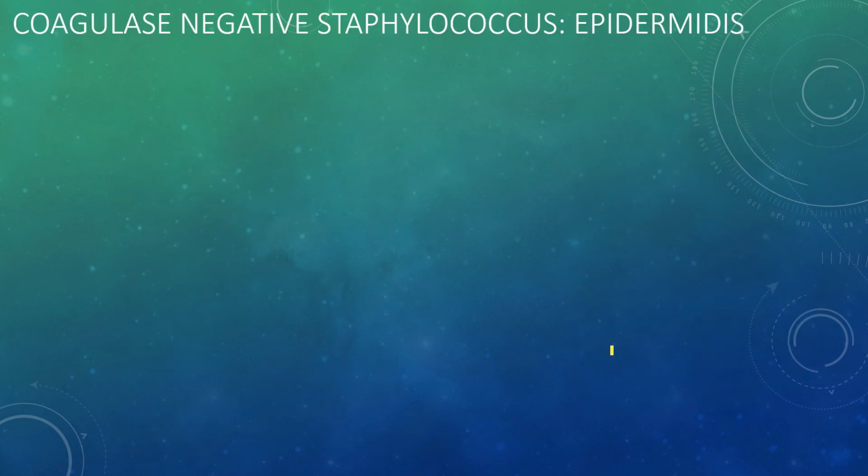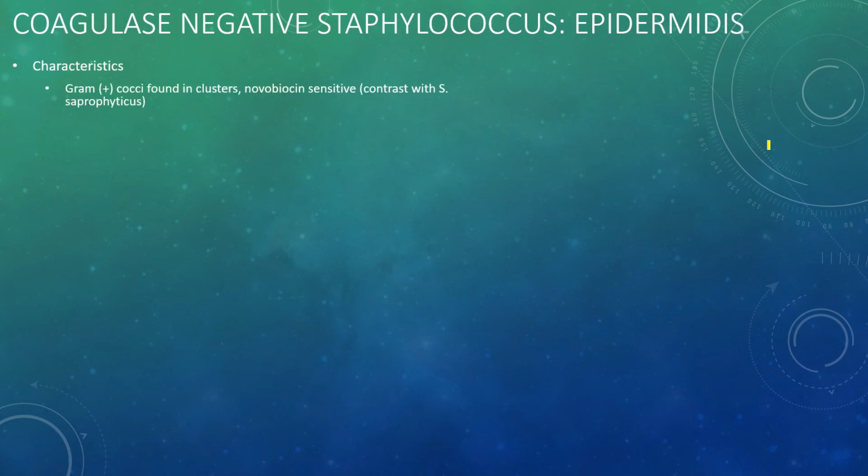Congratulations, we're done with Staphylococcus aureus. Now, we have some more staph to go through. So the new staph are coagulase-negative staph, Staphylococcus epidermidis. So let's talk about this. What are some characteristics of Staph epidermidis? First, it's a gram-positive cocci, like we talked about before, and it's novobiocin sensitive, which is not similar to Staph saprophyticus. That's how you differentiate through novobiocin.